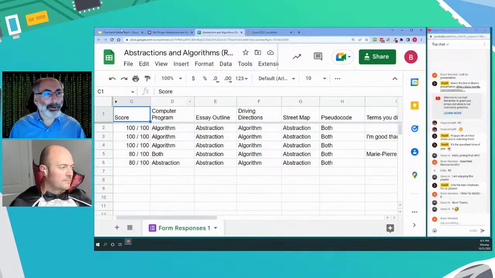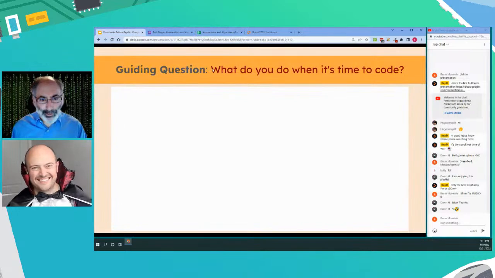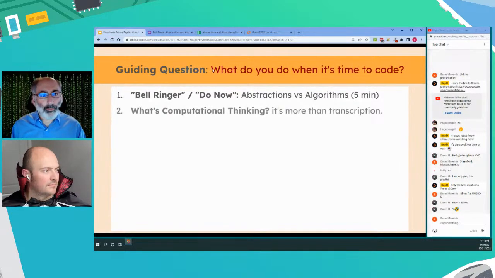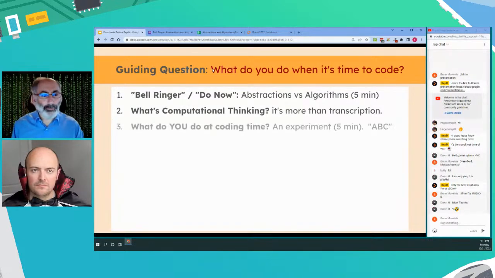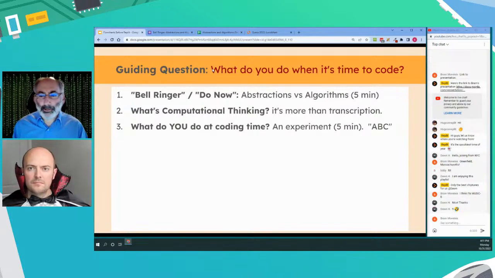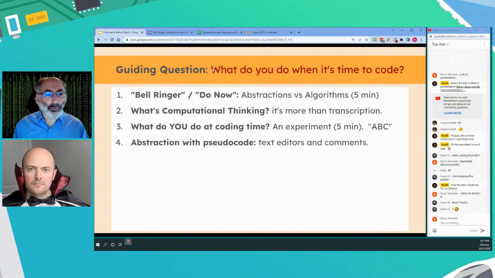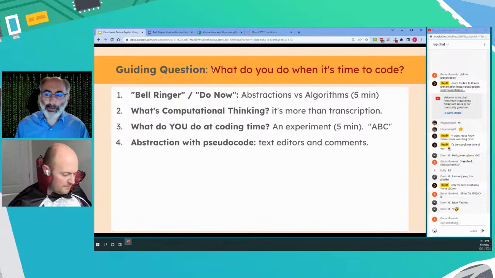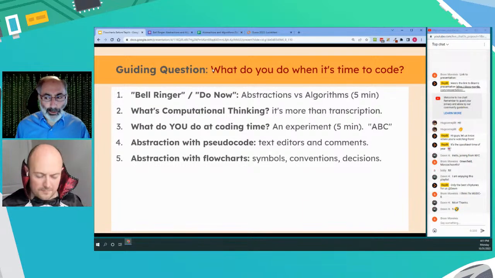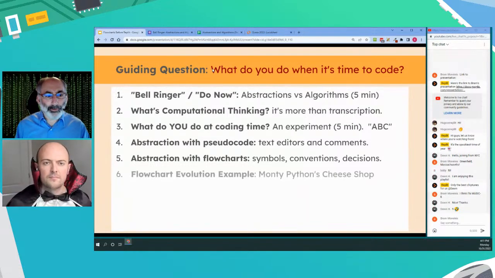Okay, now back to our presentation. So today we've done our bell ringer. We're going to talk about computational thinking. We're going to give you an experiment to see what you do when it's time to code. And we're going to talk about what ABC means. We're going to look very briefly at abstraction with pseudocode, and I'm going to assume that everybody here knows how to do pseudocode, and I'll just rush through that part. I'll talk about abstraction with flowcharting and some of the ways that I teach students to do it.